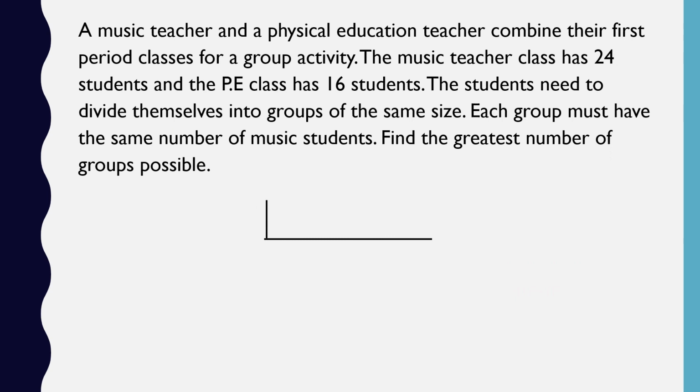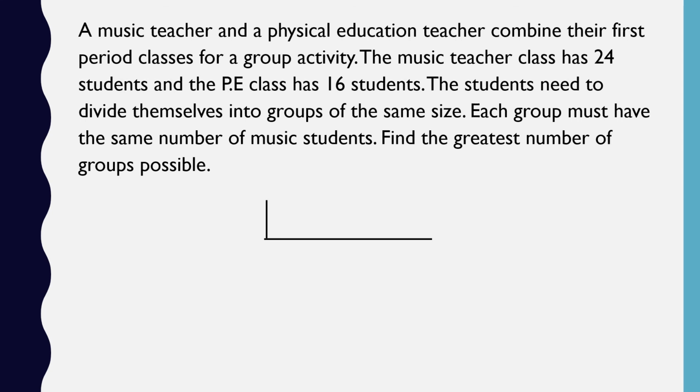So let us have another word problem. A music teacher and a physical education teacher combine their first period classes for a group activity. The music teacher's class has 24 students and the PE class has 16 students. The students need to divide themselves into groups of the same size. Each group must have the same number of music students. So we are going to find the greatest number of groups possible.